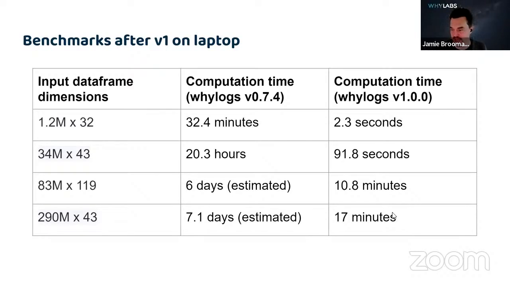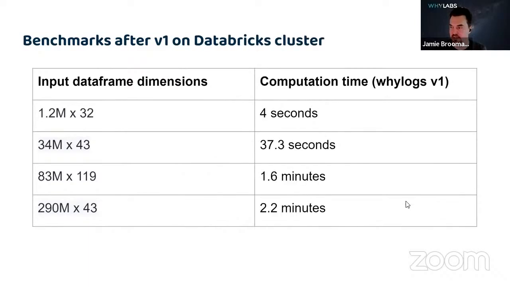But in V1, we could actually handle it because we're doing columnar updates anyway. As long as you split up your data frame, we can produce a single YLogs profile from that data size. It still takes a bit of time. So think about 17 minutes. It's fine probably for some batch jobs, but it might be useful to get a cluster once you're getting above 100 gigabytes or so. And so in that context, I ran this on a Databricks cluster.